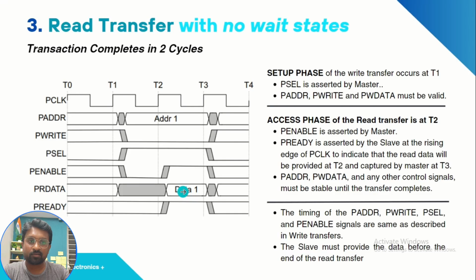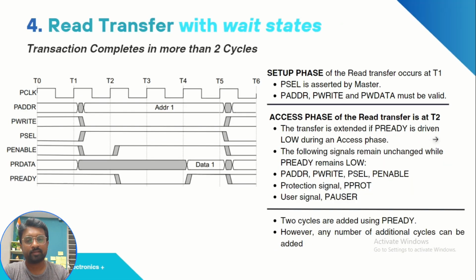When the slave is ready, then only it will give the data, right? That's why in the access phase, when enable becomes 1, here there is no wait state, PREADY is 1, and as soon as PREADY is 1, the data is available on the bus. But the master is going to capture that at T3. That is the meaning over here. And let us see with wait states included.